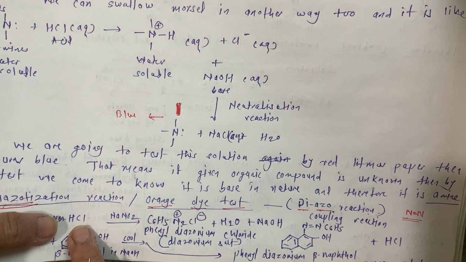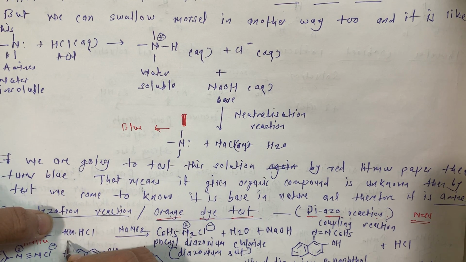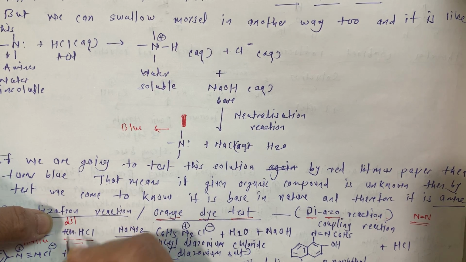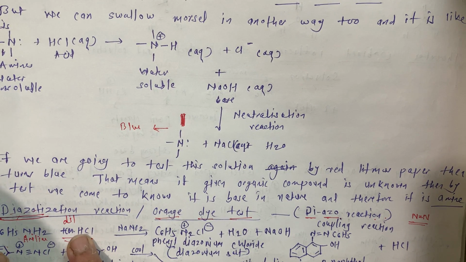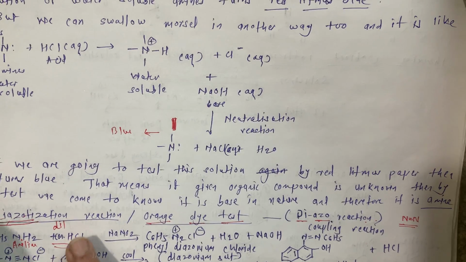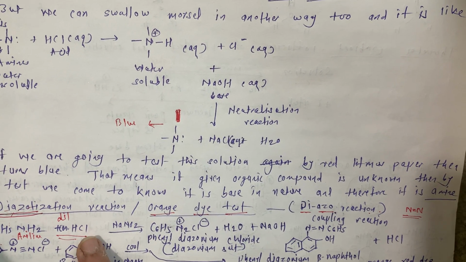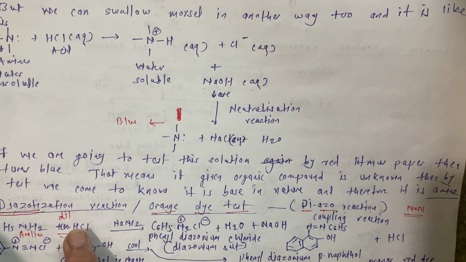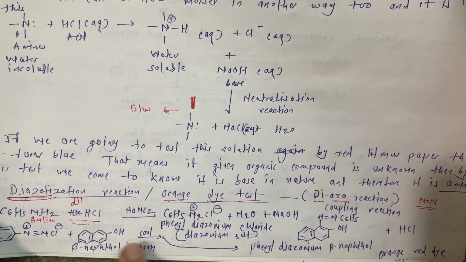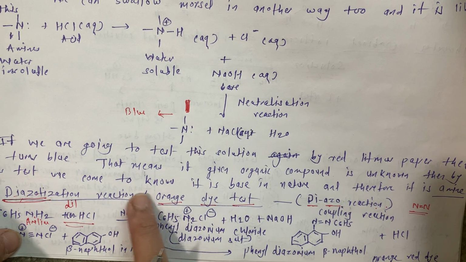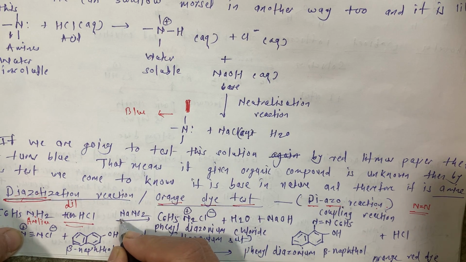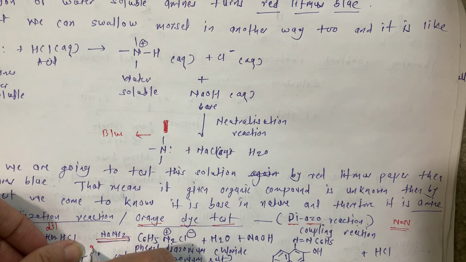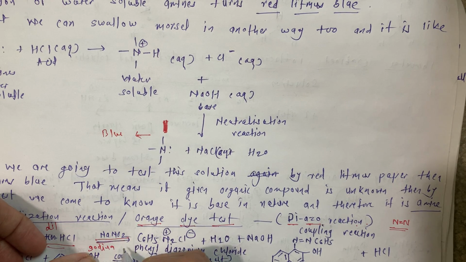We are going to add HCl here. Theoretically it is given as concentrated HCl, but in the laboratory we use dilute HCl because this is a very exothermic reaction, and to minimize the effects of the exothermic reaction we use dilute HCl. We also have to cool the solution, and a basic medium is required, so we add NaNO2, that is sodium nitrite.